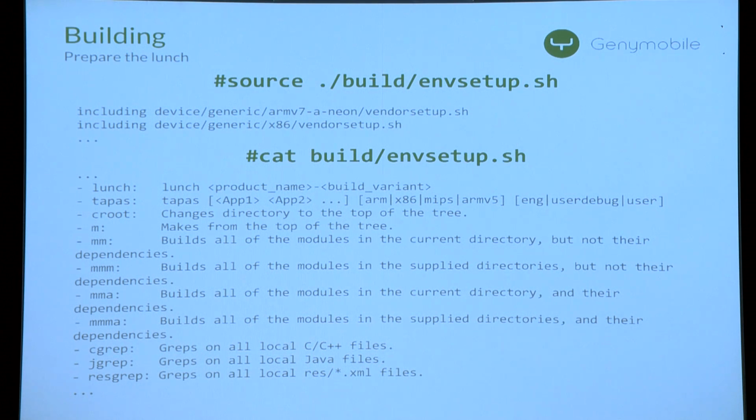So I will explain a bit more about this black magic. As you can see, source build/envsetup.sh is looking for all the vendorsetup.sh files that are declared in the device directory. As I said before, the device directory is for all stuff specific to the hardware.